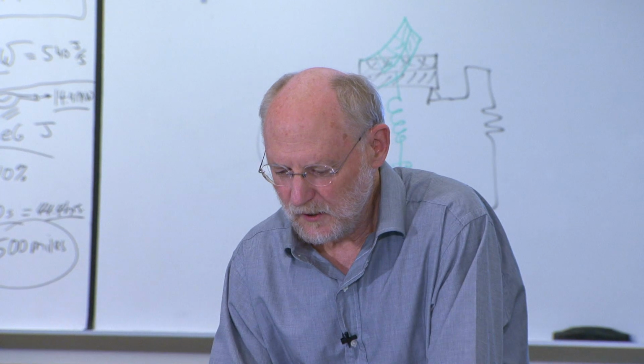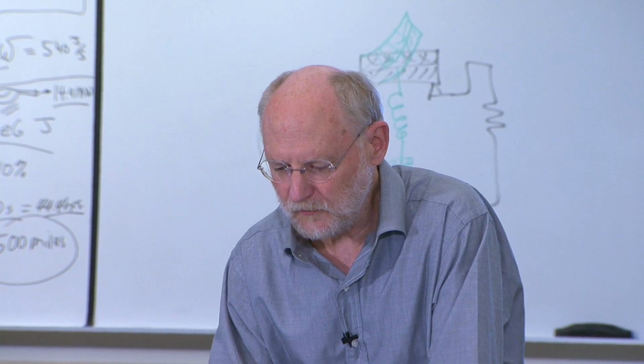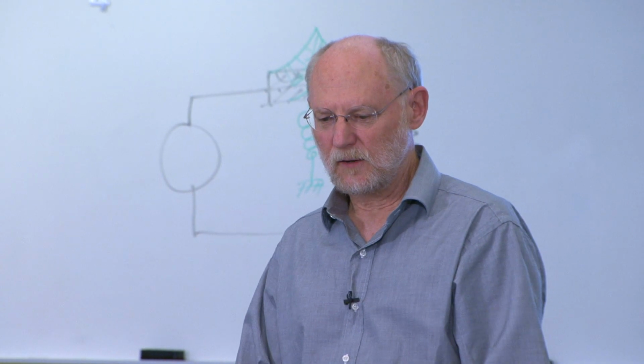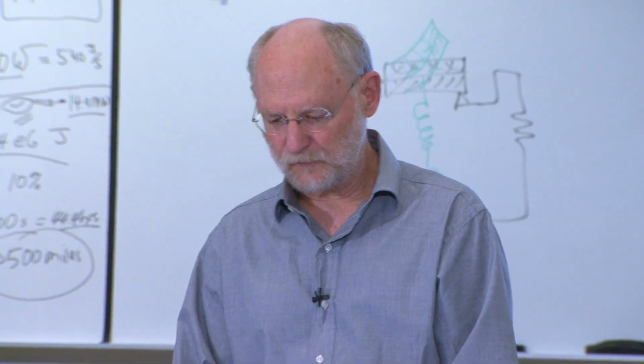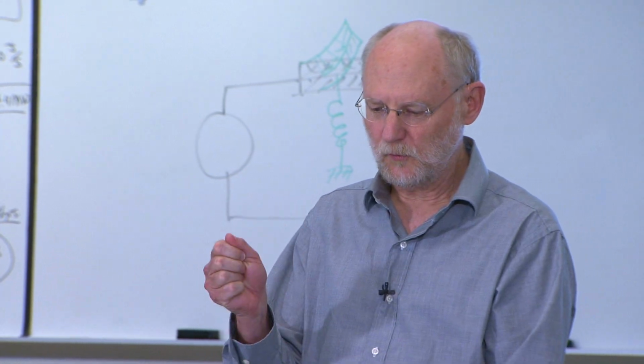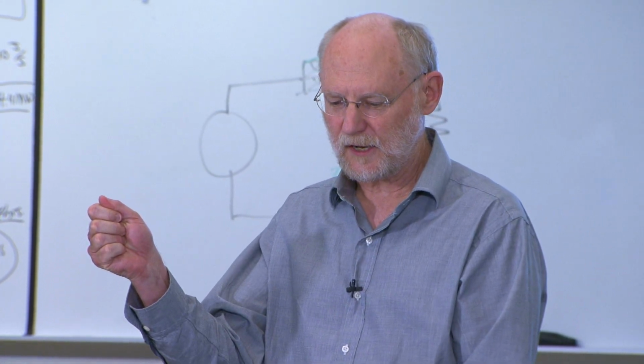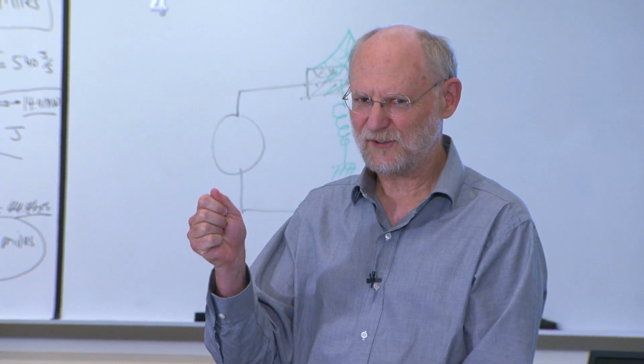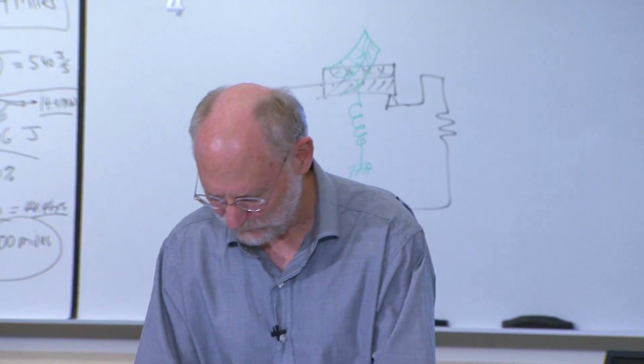Now where does the vertex occur? It's going to occur when this term is 0. That's when the minimum happens. That means that x of v is minus c over 2b. That's a really interesting formula. It says a lot. If we have b fixed and we move c, I said increase c, what's going to happen to x of v? It's going to decrease, it's going to move left. Somebody said move left, and I think they knew something here.